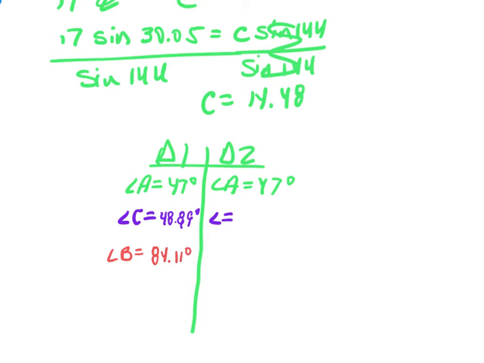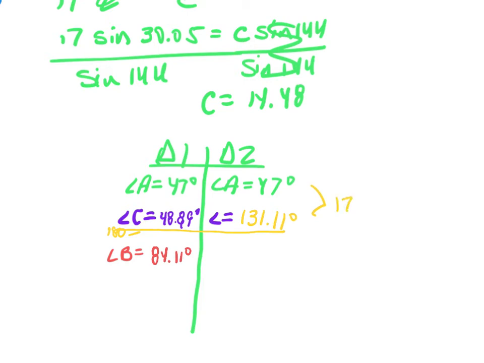Now, if a second triangle existed, again, I told you guys, you have to find the supplement to the second angle. So if I say 180 minus 48.89, I get 131.11 degrees. All right, so if I add 131.11 and 47, what do I get?